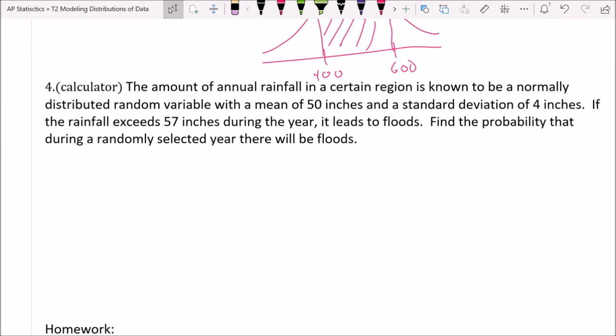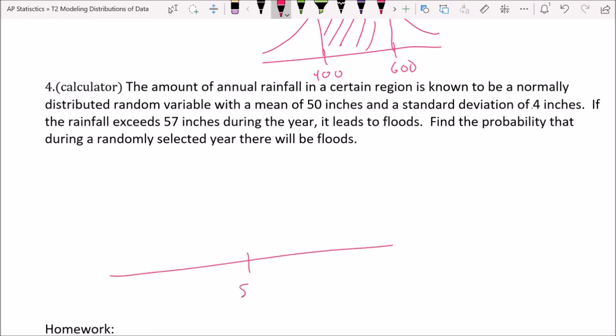Let's answer our last question of the day. The amount of annual rainfall in a certain region is known to be a normally distributed random variable with a mean of 50 inches and a standard deviation of 4 inches. If the rainfall exceeds 57 inches during a year, it leads to floods. Find the probability that during a randomly selected year, there will be floods. Yeah, let's figure it out.